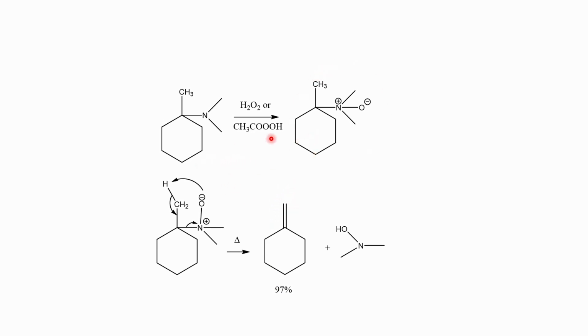As in the previous case, this tertiary amine oxide is obtained by the oxidation of this tertiary amine, either by hydrogen peroxide or peroxyacetic acid. Okay, it is another important example of the Cope elimination reaction.